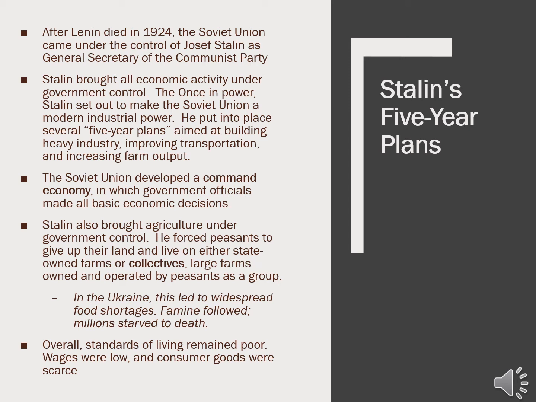Anyway, so yeah, Stalin brings all the economic activity under government control. So much for the New Economic Policy. He creates a command economy where government officials make every basic economic decision. He starts to work towards making the Soviet Union a modern industrial power. The Russians had always been trailing behind, and we've talked about that before. But he wants to make the Soviet Union a modern industrial power. And so he puts into place what he calls these 5-year plans.